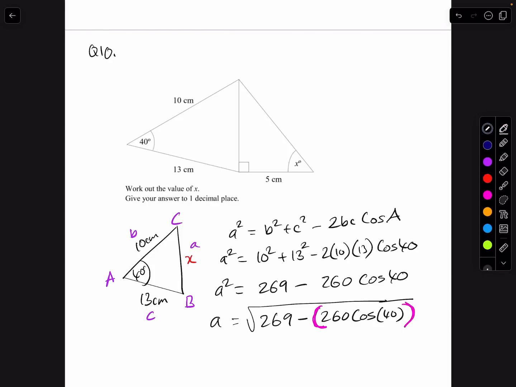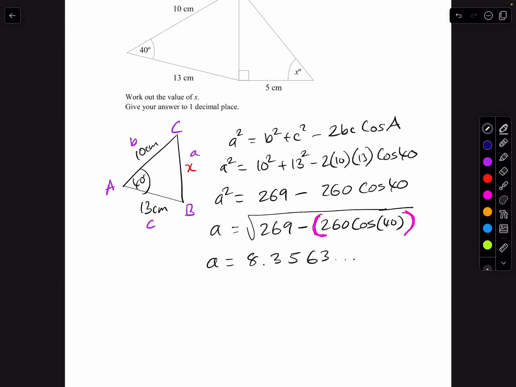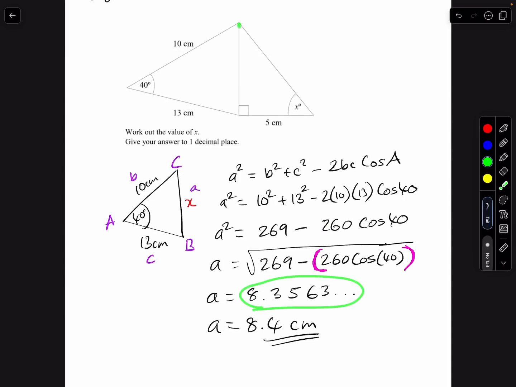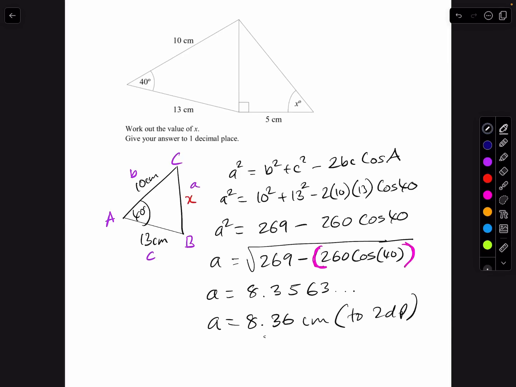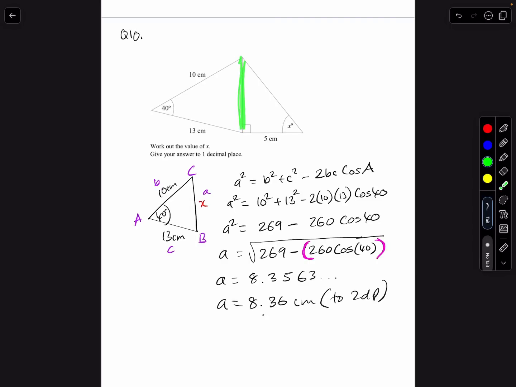All right, so let's go put that into our calculator, and that gives you A is equal to 8.3563 dot dot dot. Is that 1 dp we need it to? So 8.4, and that's length centimeters. Well, actually, you could keep it longer, because remember, we're not supposed to round here. It's this that needs to be rounded to 1 dp. But it's okay. Let's make it 8.36. Okay, so it's still 2 decimal places, which is better than 1. So 2 dp.